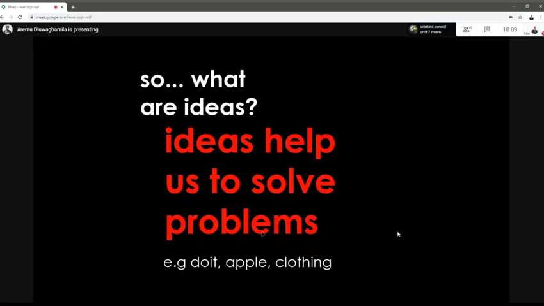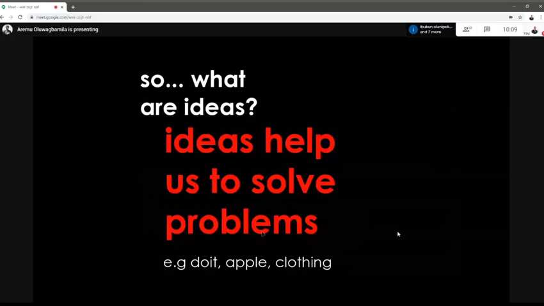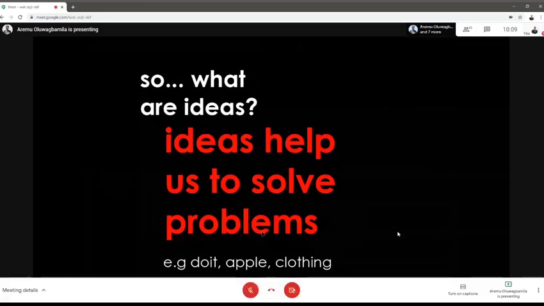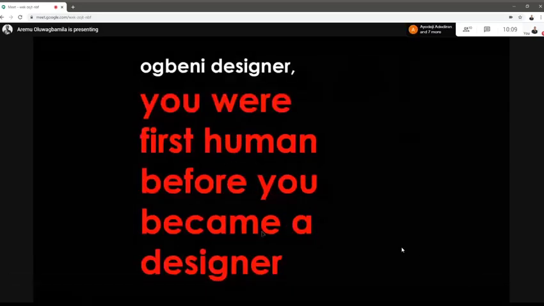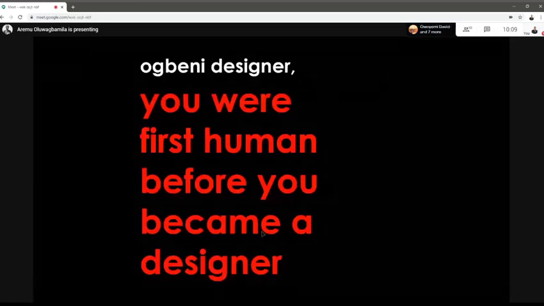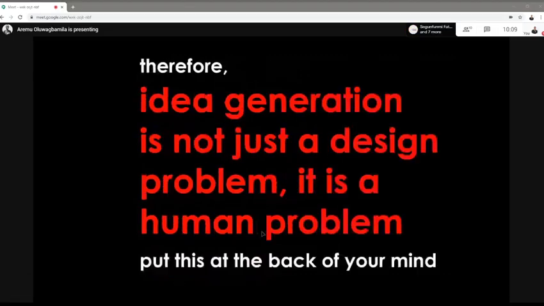So idea goes beyond. The gospel I'm trying to preach here is that idea goes beyond your Corel Draw, it goes beyond your Illustrator, it goes beyond your Photoshop. For many designers, it's very important for you to remember that you were first human before you decided to be a designer. I don't know if you got that. So you were first human before you decided to become a designer. Therefore, idea generation is not just a design problem, it is a human problem.